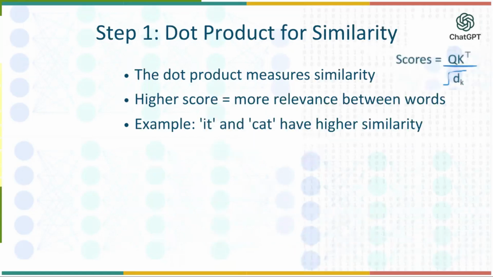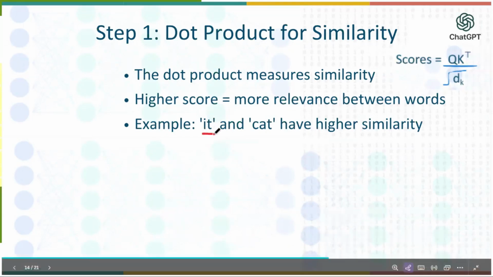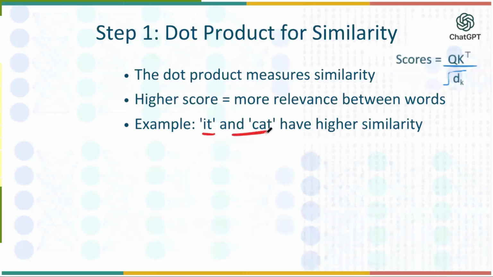Here is step one, the dot product for similarity. The dot product is a way of measuring similarity between two vectors. In the context of self-attention, a higher score means a stronger relationship between the words. For example, in our earlier sentence, the vectors for "it" and "cat" produce a higher score, indicating that they are more closely related in meaning.